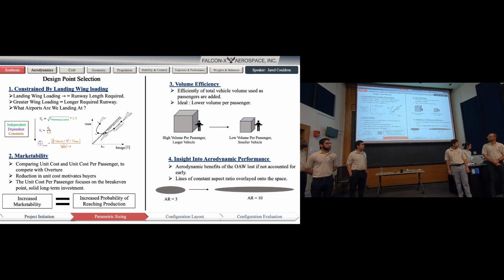So from the convergence, you have multiple parameters that you're iterating over, so you're going to have hundreds of results. Well, hundreds of points on the space. So we're going to need to limit those. First stat is going to be the landing length required, so which runways do you actually want to land at? So we want Heathrow. Next is marketability. We want to be able to compete with Motor. Next, volume efficiency. So we want to have the maximum amount of passengers for the minimum amount of volume. And then insights into aerodynamic performance, just anything that made it through the selection, we're now saying which one performs best.